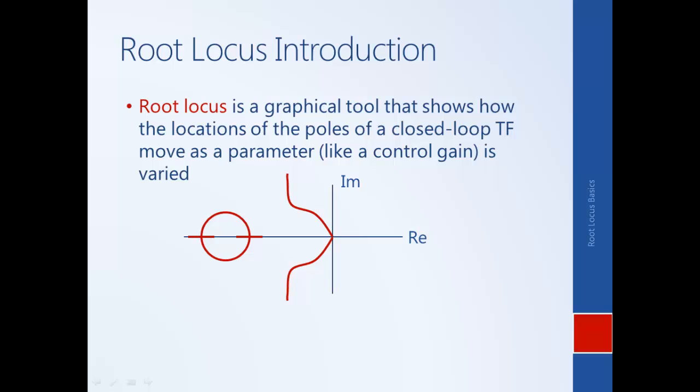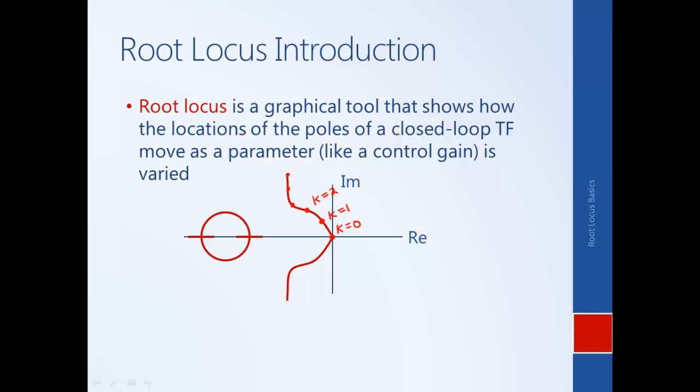For example, we could imagine if k equals 0, so this is maybe a proportional control gain, the location of one of our closed loop poles is at the origin. And as we increase k, that closed loop pole moves. So when k equals 1, maybe it has that location. When k equals 2, maybe it has that location, and so on. As we increase k, we can see how this pole of the closed loop transfer function moves.